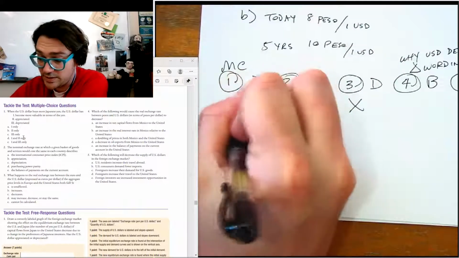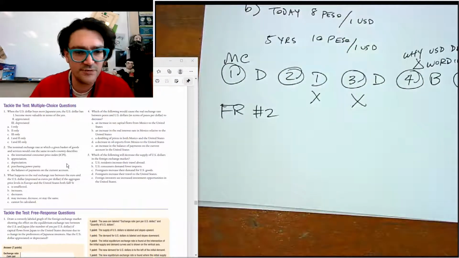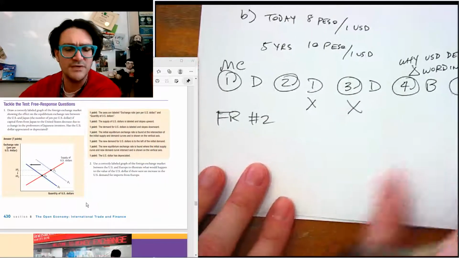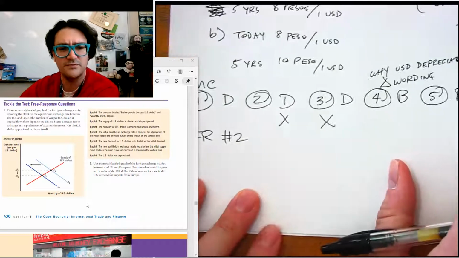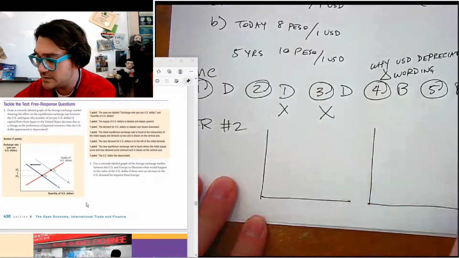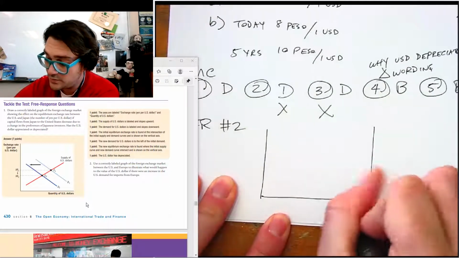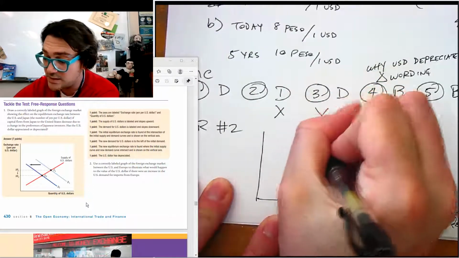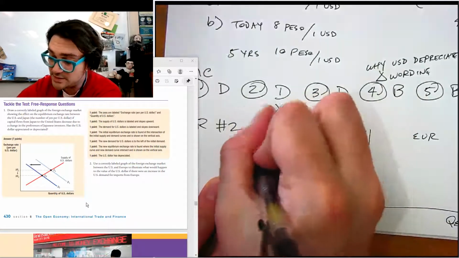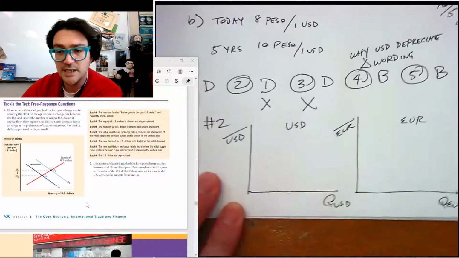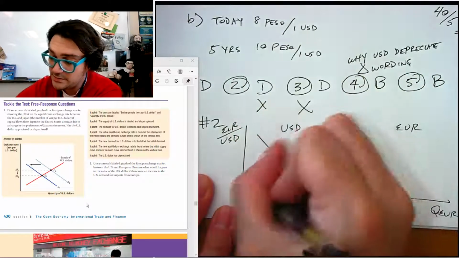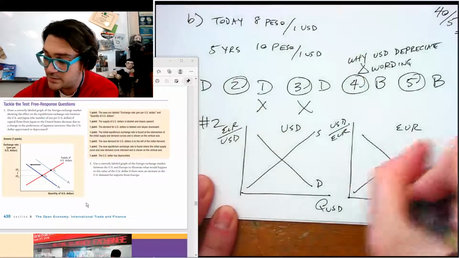All right, let's take a look at free response number 2. Hopefully it's not very large. Use a correctly labeled graph of the foreign exchange market between the US and Europe to illustrate what would happen to the value of the dollar if there were an increase in the demand for imports, US demand for imports from Europe. So we need 2 graphs side by side here, and we'll do quantity of euro, quantity of US dollar. So this is the US dollar market and the euro market. Remember, the bottom here is US dollars, the bottom here is euros, and then the top here is euro and then US dollar. And demand, supply, demand, supply.